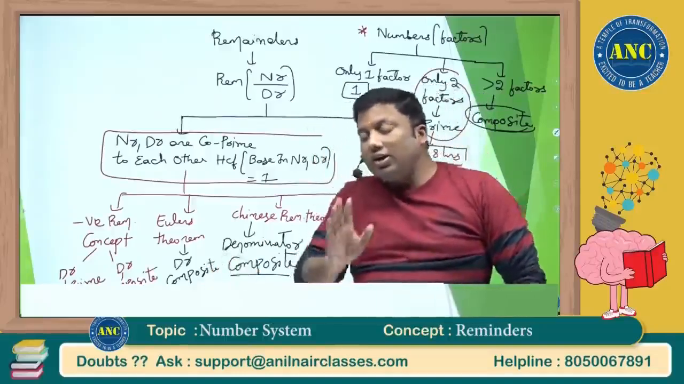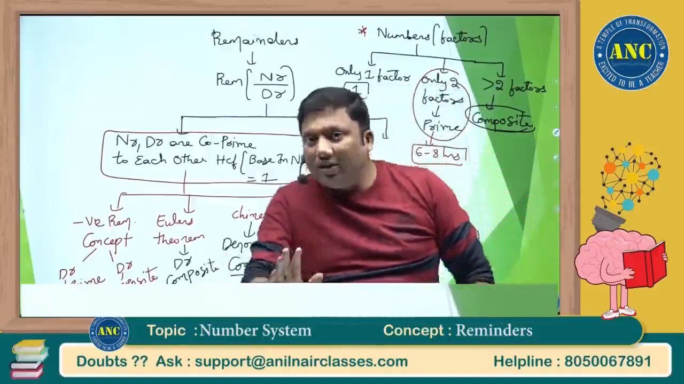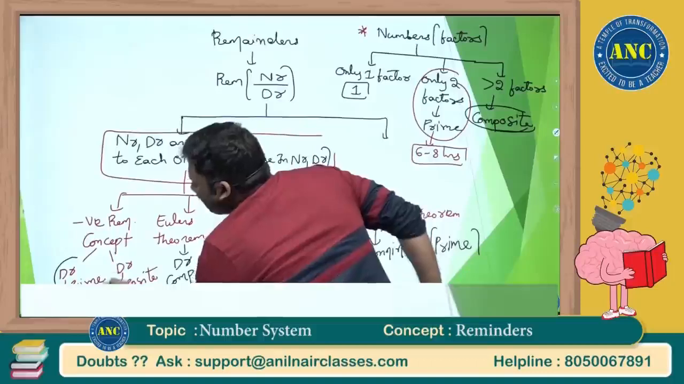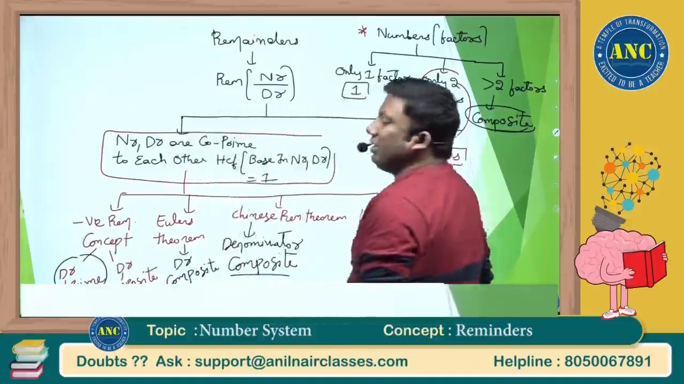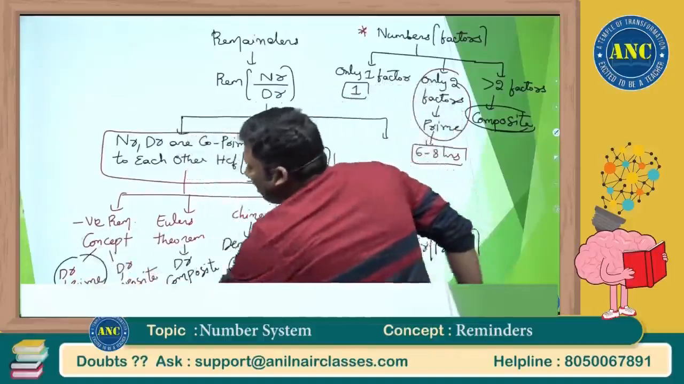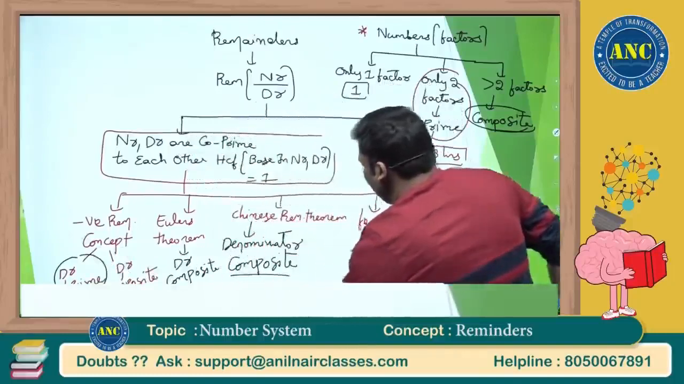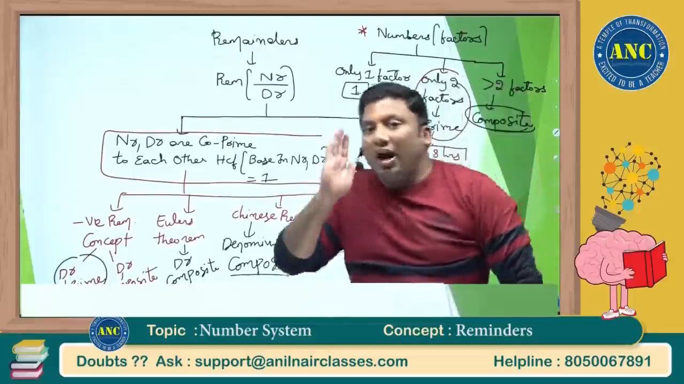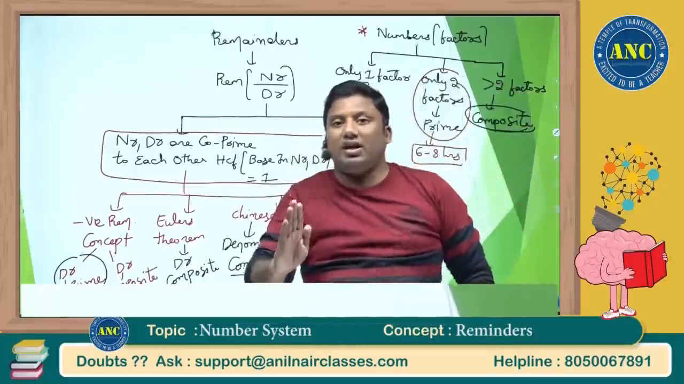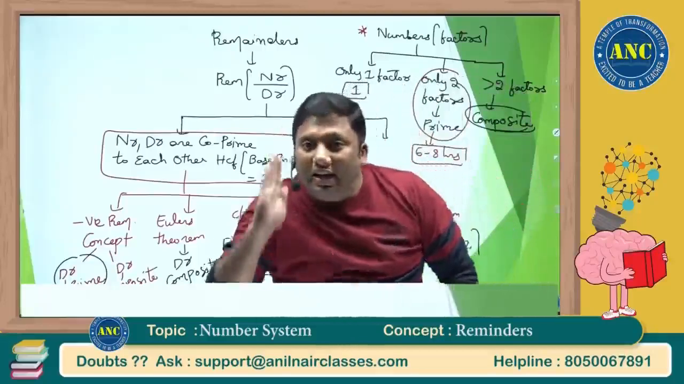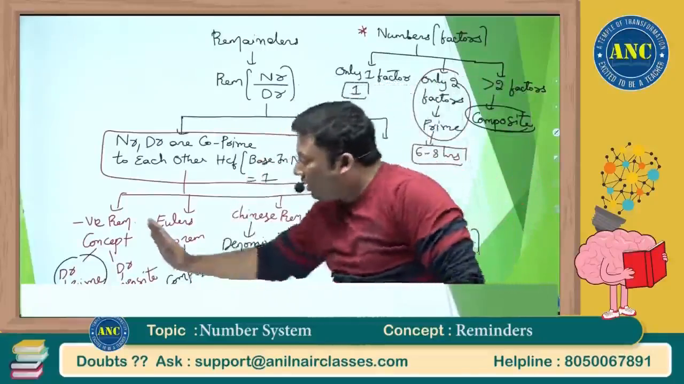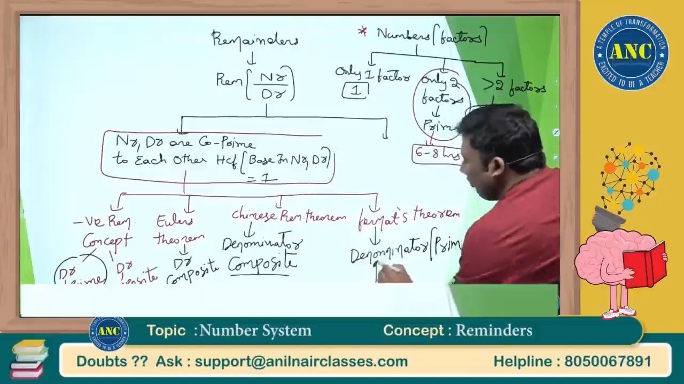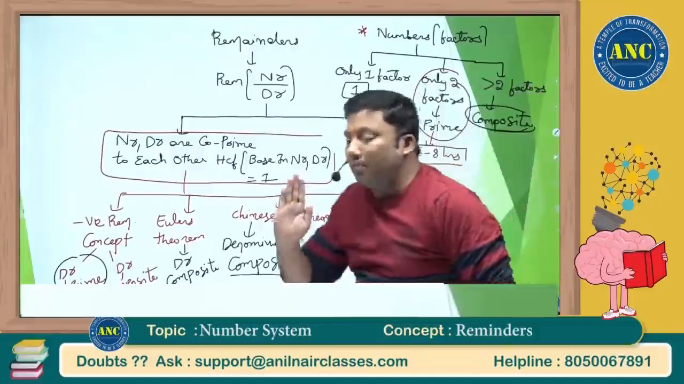Listen carefully to the next few lines, whatever I am saying. If you are unable to solve the problems in less time by using the negative remainder concept, and the denominator is a prime number, then make use of Fermat's theorem. Step number 2.